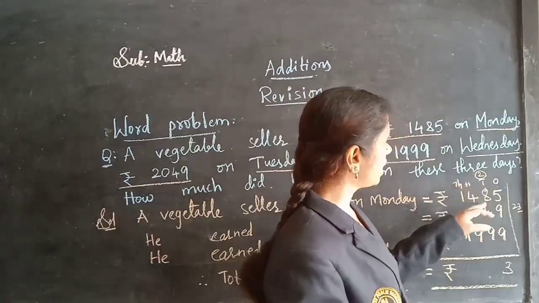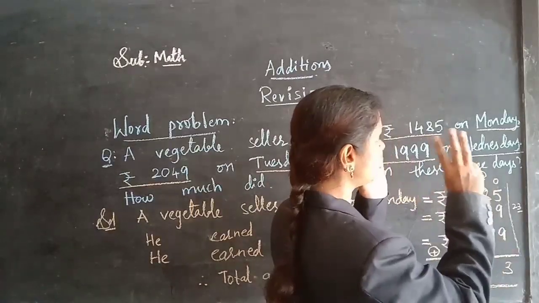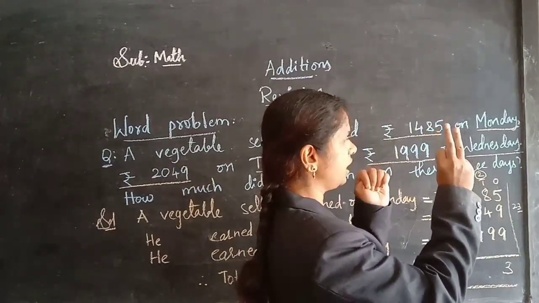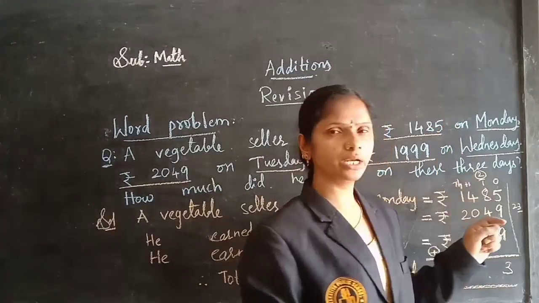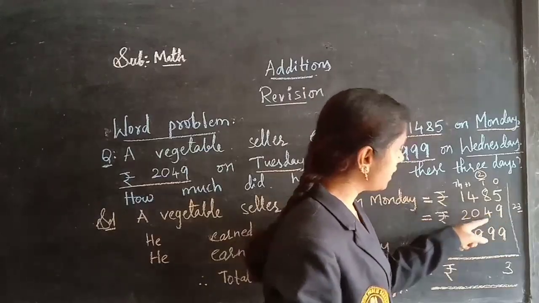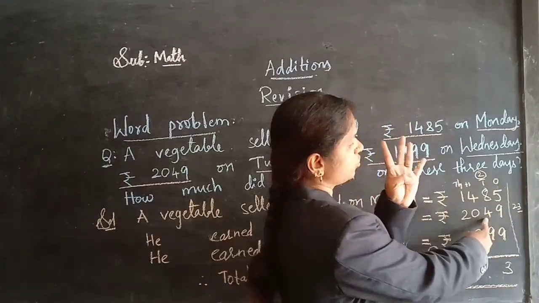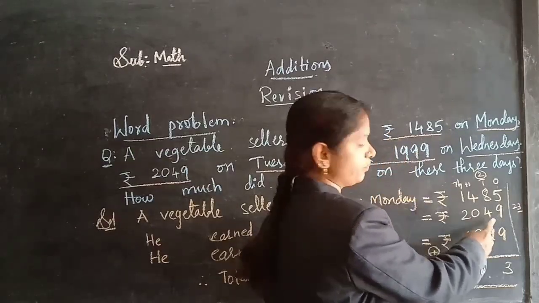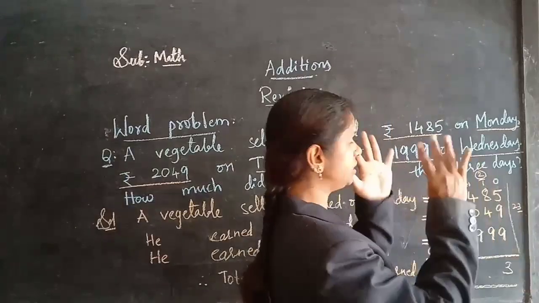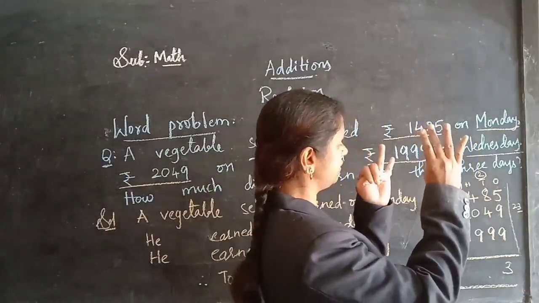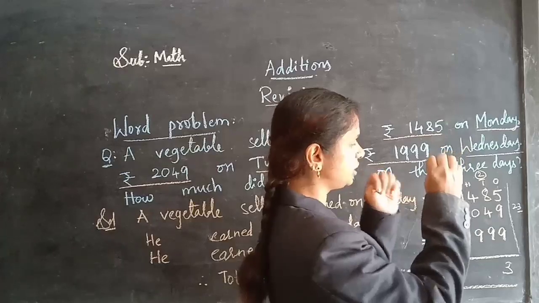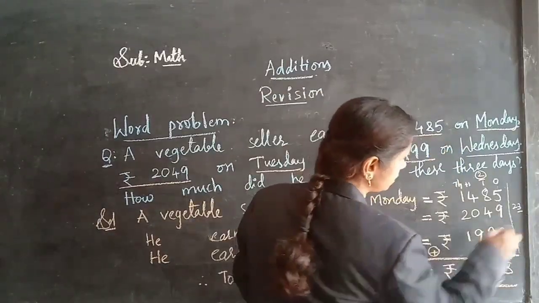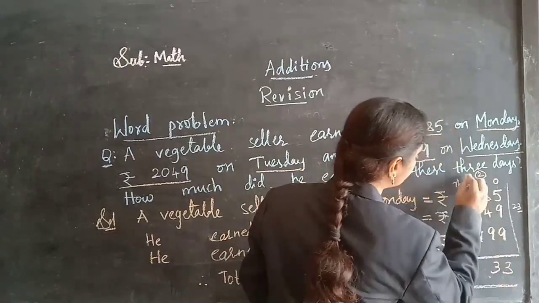Now next, 2 after I need to add 8. So 2 after 8: 3, 4, 5, 6, 7, 8, 9, 10. So when I am adding 2 and 8 I am getting 10, children. Next, 10 after I need to add the 4 here. So 10 after 4 is 11, 12, 13, 14. So I am getting 14. Next, 14 after I need to add 9 here. So 15, 16, 17, 18, 19, 20, 21, 22, 23. So I am getting again 23, children. So 23 means 3 again and 2 carry.